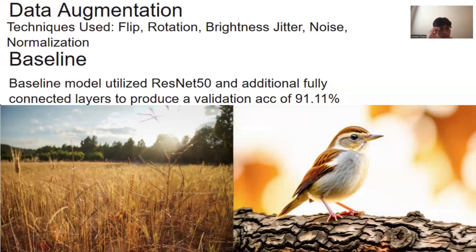For data augmentation, the techniques that we are using are flip, rotation, brightness, jitter, noise, and normalization. And then for our baseline model, we were utilizing ResNet 50 and adding on our own fully connected layers and a classifier to produce a validation accuracy of 91.11%. As you can see at the bottom left, that image is human, and then on the right, those are going to be AI generated images.